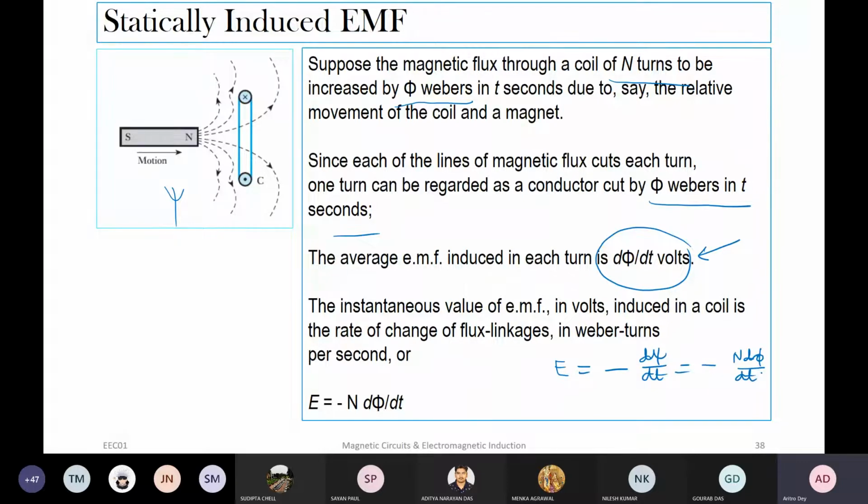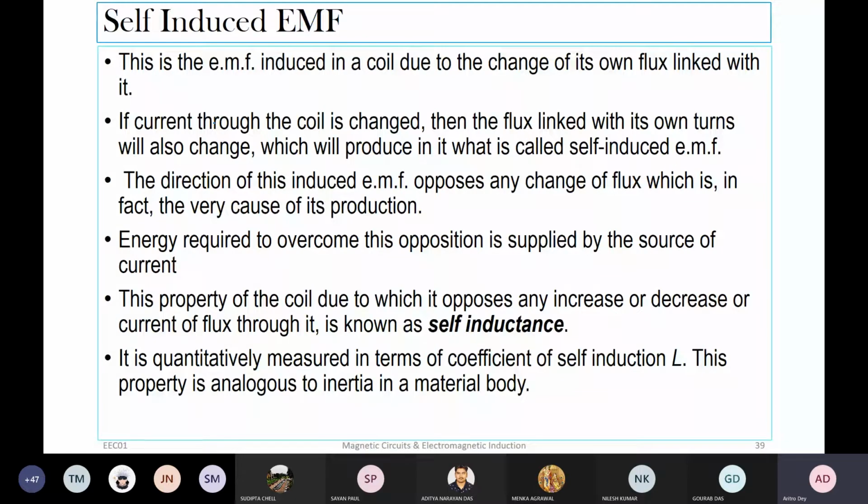Here we are doing this with the help of a permanent magnet. The same thing you can do with the help of an electromagnet, or current through it. If it is a magnetic material, and you pass a current through it, and you vary the magnitude of the current, then of course your flux will be varying, keeping this thing without motion. If you keep it at a static position and just vary the current through the resistor, then it is a statically induced EMF. So this is the EMF induced in a coil due to change of its own flux linked with it.